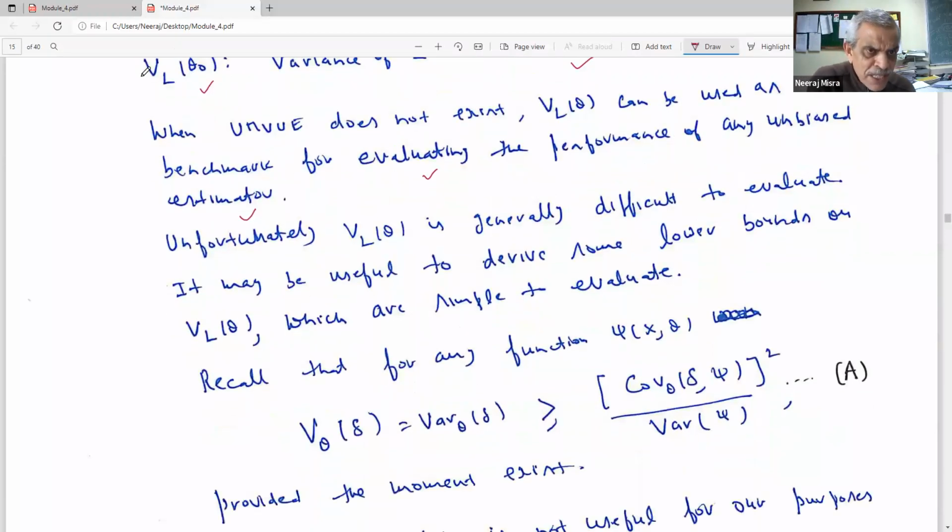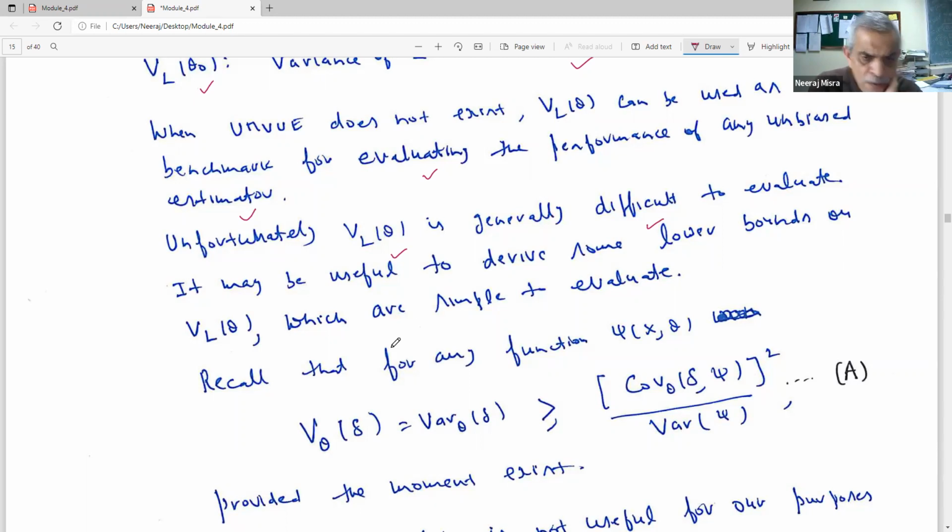But unfortunately, in most situations, it is not easy to calculate what would be VL theta naught. That means the variance of a locally minimum variance unbiased estimator. So unfortunately, VL theta is generally difficult to evaluate. Thus, when something is difficult to evaluate, it's better to get some approximation of it. And the best type of approximations available to one are the inequalities. So the question is, can I have some kind of inequality for the variance of a locally minimum variance unbiased estimator.